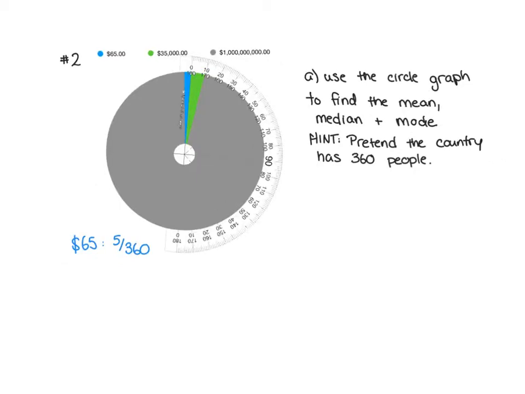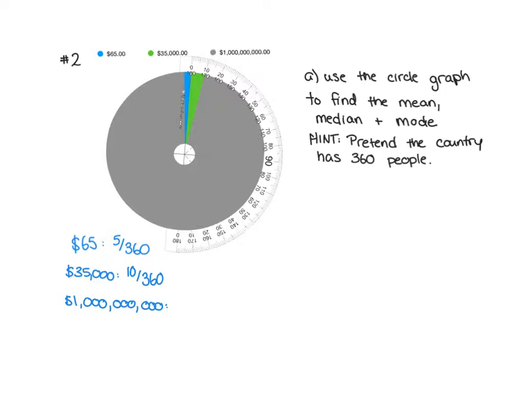My green section is the group that makes $35,000 a year. And so if we look, here's our base lined up with 0. And the other arm goes directly to 10. So this would be 10 out of 360 people. Now to figure out how many people make a billion, this is very inaccurate. Please, this is not even close to what salaries are like in developing countries.